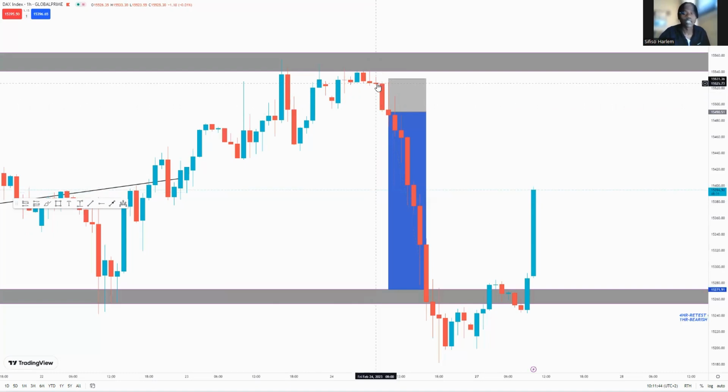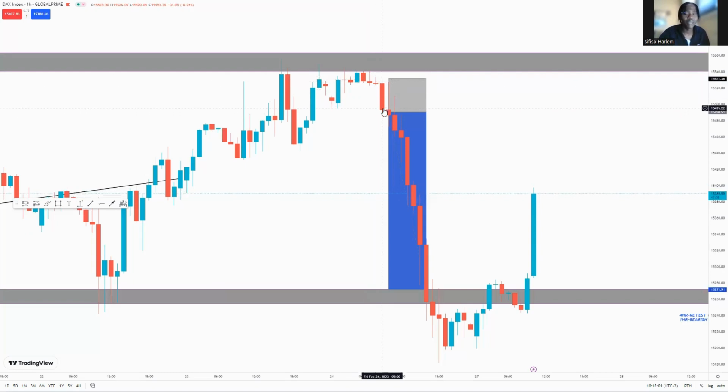I repeat, price has been tapping on resistance, right? Price has been failing to break resistance. Multiple rejections, bullish depletion, and bear momentum.